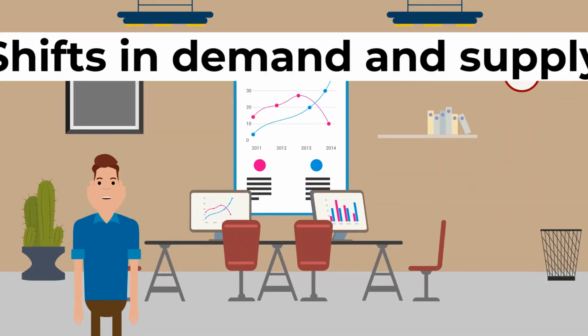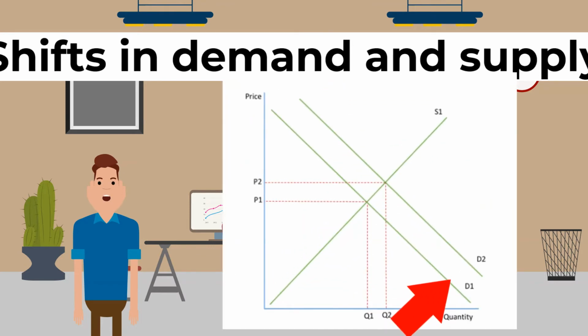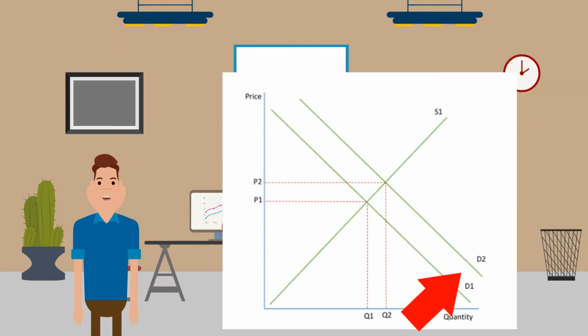Now let's look at shifts in demand and supply. An increase in demand from D1 to D2 will lead to an increase in price from P1 to P2 and an increase in output from Q1 to Q2. A decrease in demand would decrease the price and output.